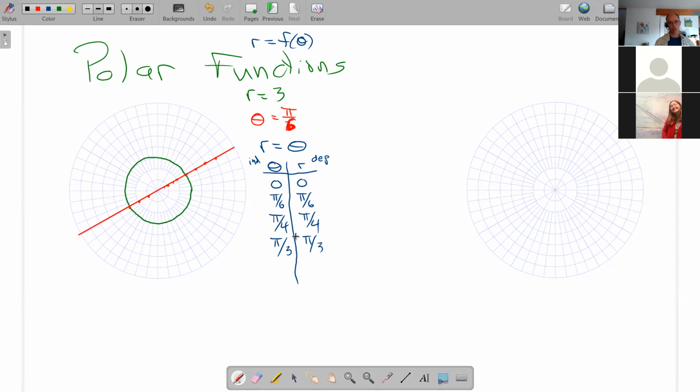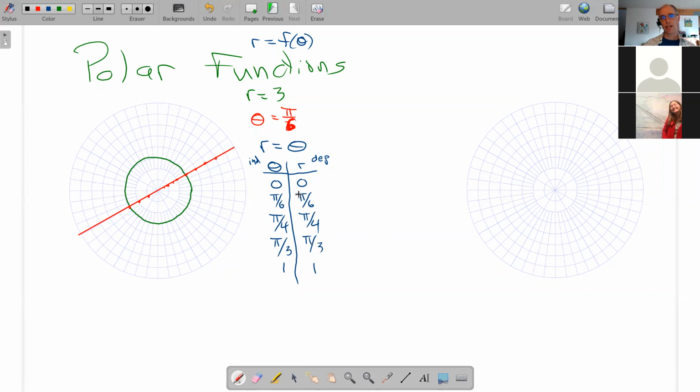Now, pi is pretty close to 3. So pi over 3 is pretty close to 1. So if r was equal to 1, theta would have to be 1. Now, since pi is really a little bigger than 3, then pi over 3 is a little bigger than 1. Just something to keep in mind.